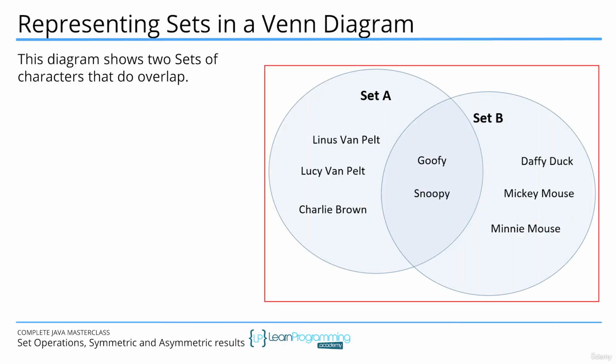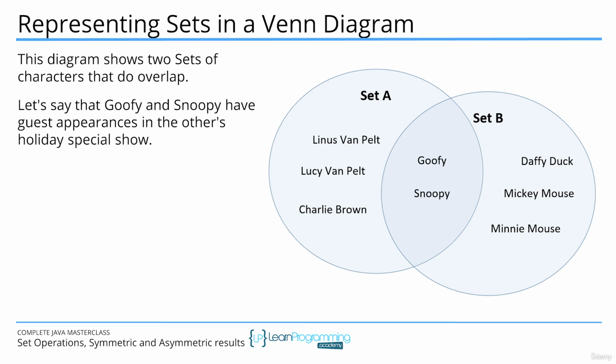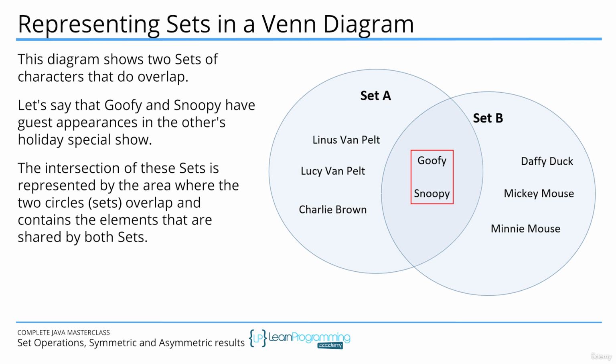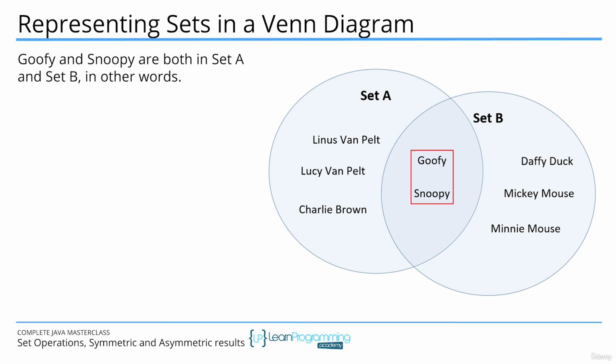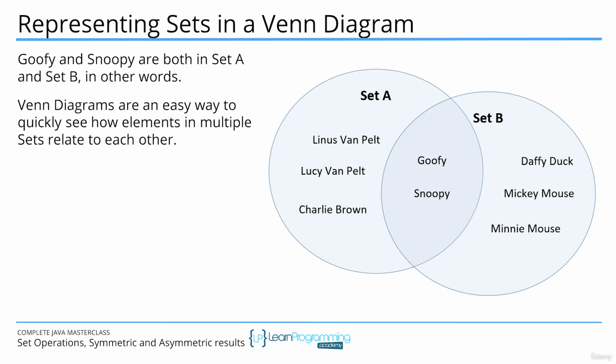This diagram shows two sets of characters that do overlap. Let's say that Goofy and Snoopy have guest appearances in the other's holiday special show. The intersection of these sets is represented by the area where the two circles, sets, overlap and contains the elements that are shared by both sets. Goofy and Snoopy are both in set A and set B, in other words. Venn diagrams are an easy way to quickly see how elements in multiple sets relate to each other.